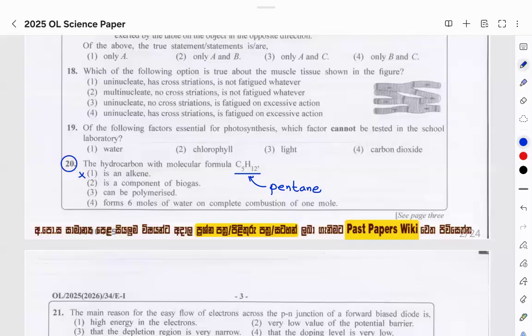It's a component of biogas. What do you think? Is it a component of biogas? No. Normally, methane is the component of biogas. Right? Next one.